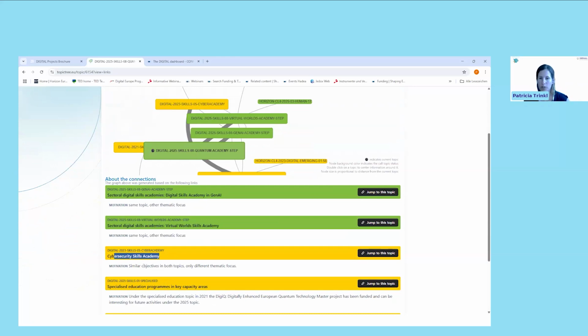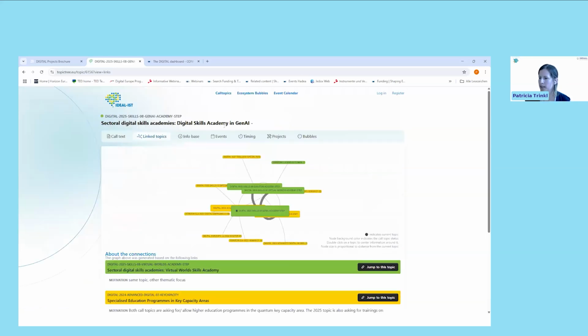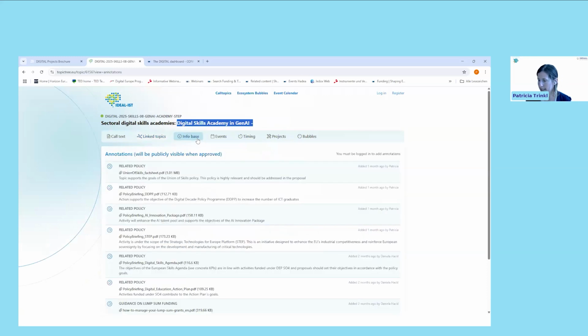So you can go there, look for it, jump into this topic and see what they are doing and to get some idea, some best practice ideas. Or you can also, for example, now we also have the Digital Skills Academy in GenAI. So I can directly jump to this topic. And now I'm in this topic of the GenAI. So what else is there?